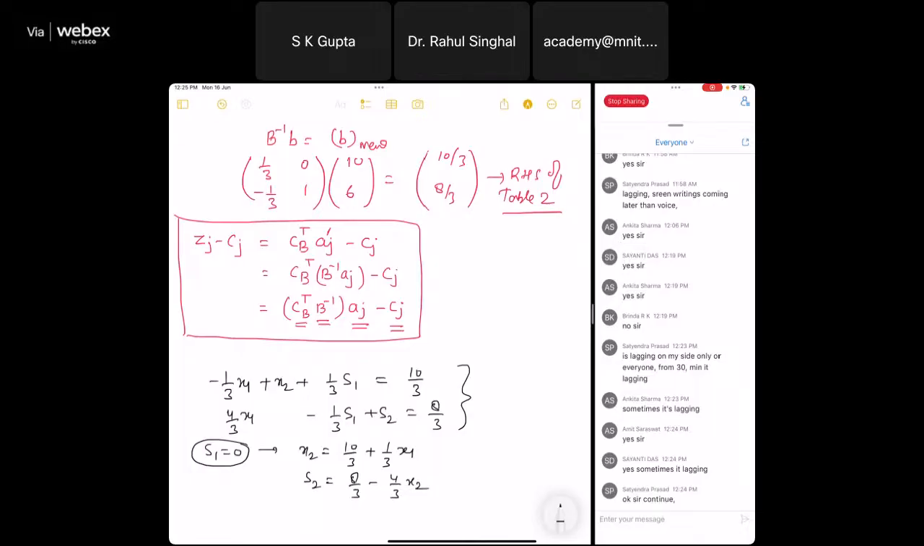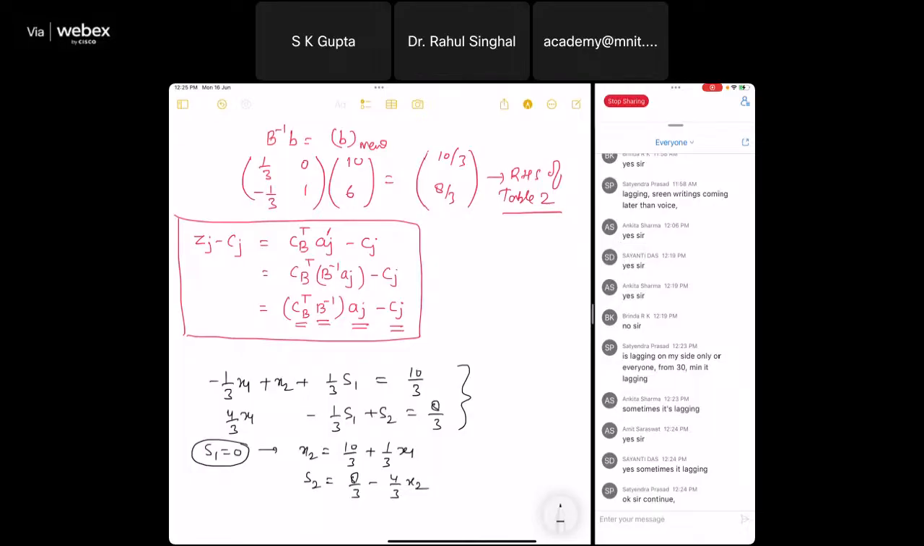Okay. So this is entering, right? This is entering means x1 should enter the basis and become a basic variable. So out of x2 and h2, one variable must leave the basis, right? That's what we are doing here in this table. Out of these two, one variable must leave the basis. So which variable will leave the basis?